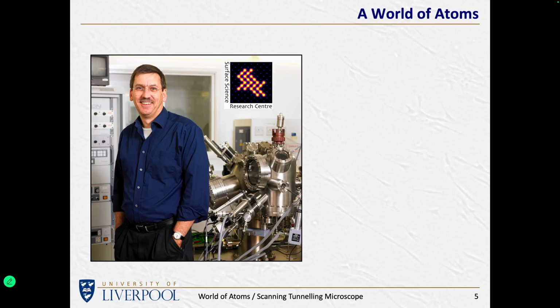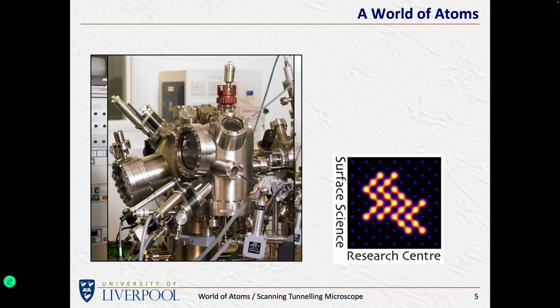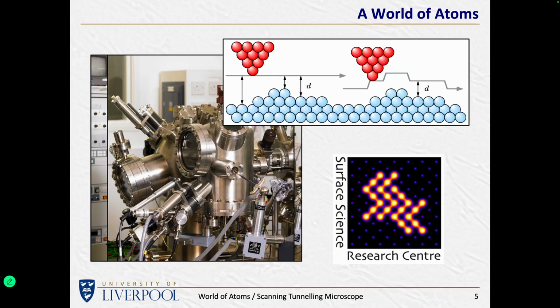So the device that produced that image is the scanning tunneling microscope. It's in the stainless steel chamber behind the handsome scientist there. It's in one of the research centres in the University of Liverpool. It's encased in a vacuum chamber in order to keep the system ultra clean.